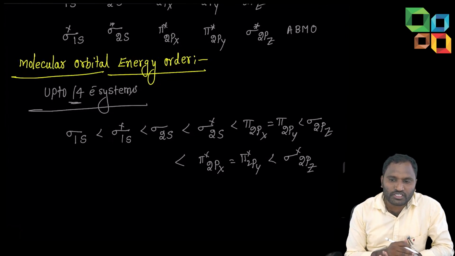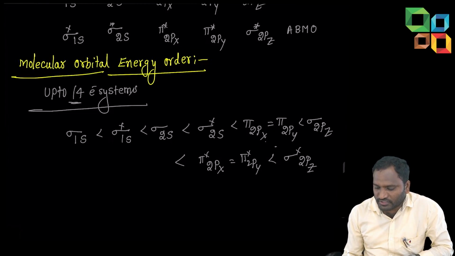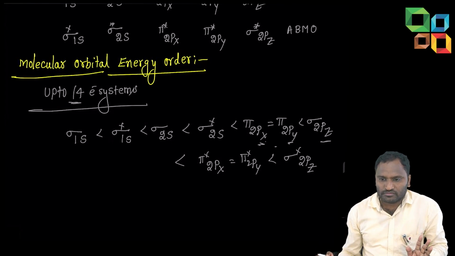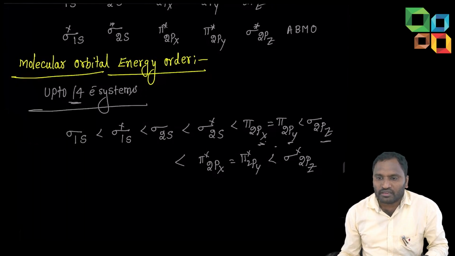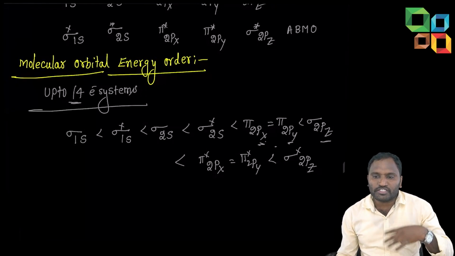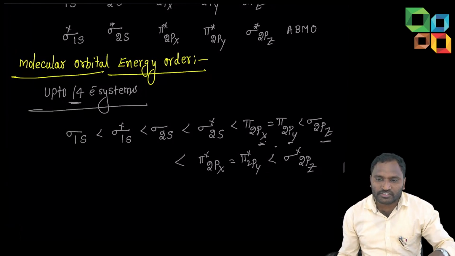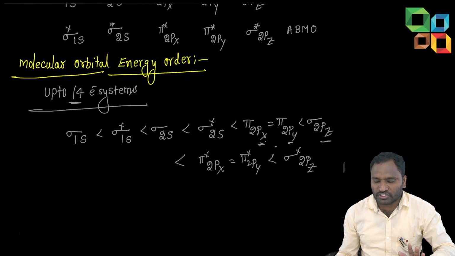Sigma 2s, sigma star 2s easy only. Afterwards, remember x, y, z. And remember, pi bond is formed by X and Y. Better to keep that representation. Pi bond is formed by XY only. Sigma bond is formed by Z. Generally, Z will be along the internuclear axis, so it always forms a sigma bond.